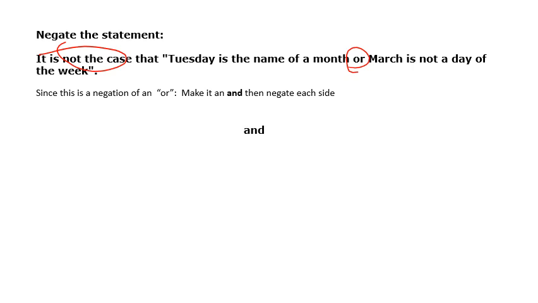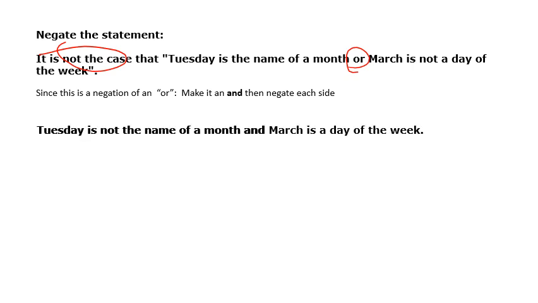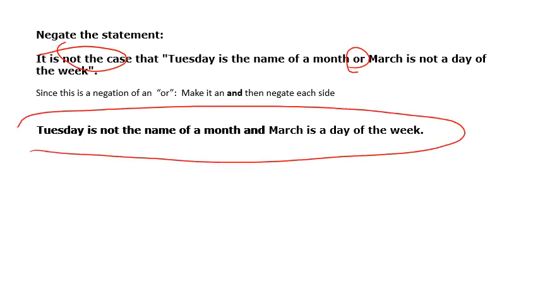So, turn it to an and. On the left side, Tuesday is the name of a month becomes Tuesday is not the name of a month. On the right side, March is not a day of the week becomes March is a day of the week, and that is the negation.